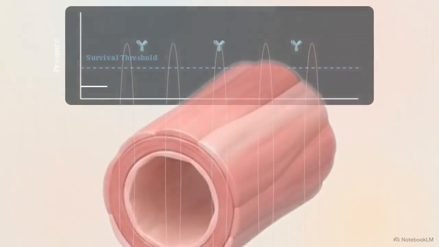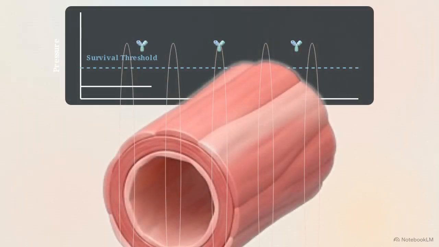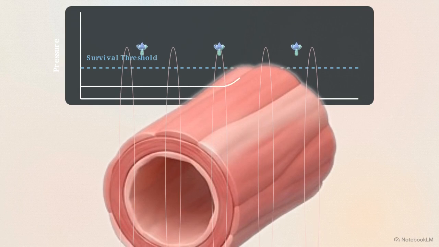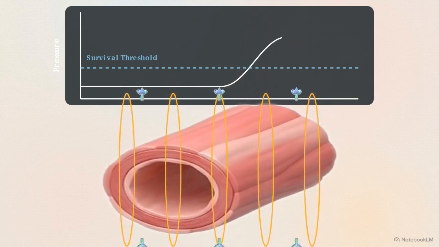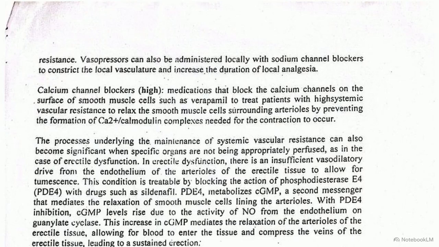Vasopressors, such as epinephrine analogs, are used in distributive shock to agonize alpha receptors. This forces the smooth muscle to constrict, restoring the vessel tone and blood pressure necessary for survival. In hypertensive emergencies, calcium channel blockers like verapamil are used to relax the vasculature. By blocking the entry of calcium, these drugs prevent the formation of the calcium-calmodulin complexes required for smooth muscle contraction.